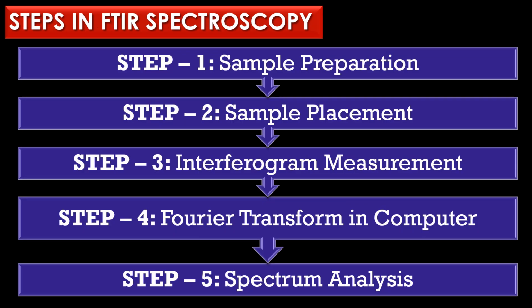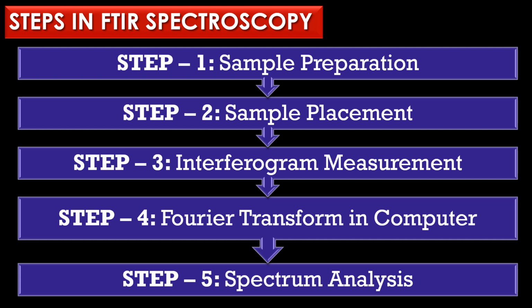Steps in FTIR spectroscopy. There are 5 steps. Step 1 is sample preparation. The sample can be prepared as a solid, liquid or gas. Solid samples are often ground with potassium bromide and pressed into pellets, while liquid samples may be analyzed directly or placed between salt plates.